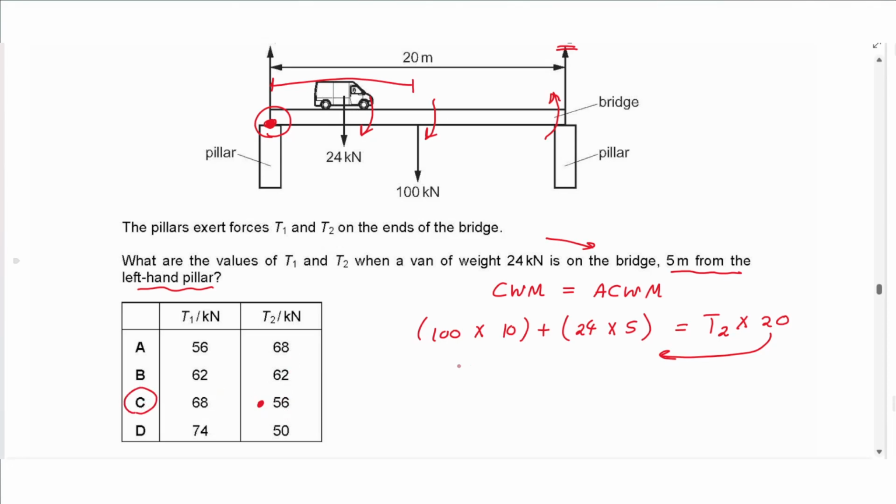And just checking, the downward forces must balance the upward forces. So T1 plus 56 must be equal to 100 plus 24. So if we subtract 56, we will get an answer of actually 68. So we are sure the choice is C.